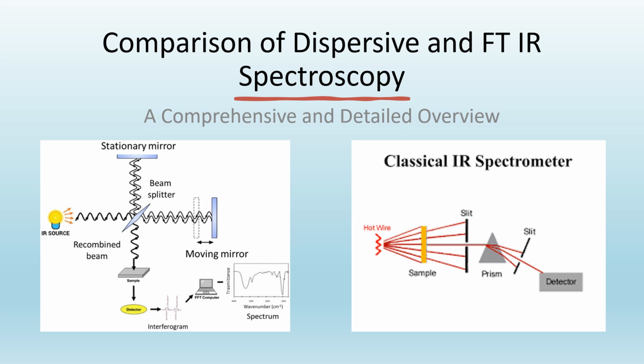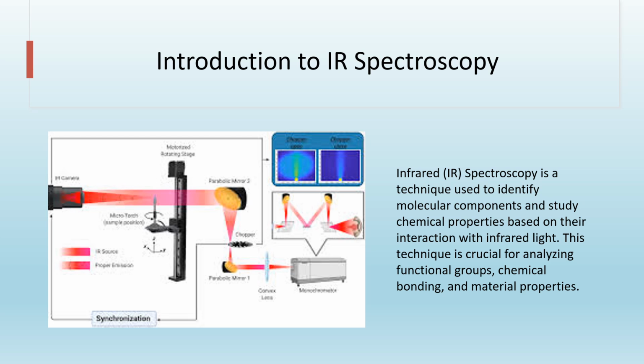Let's get started. Infrared, or IR, spectroscopy is a fascinating analytical technique. It allows us to identify molecular components and understand their chemical properties by observing how they interact with infrared light. This process reveals a lot about functional groups, chemical bonding, and even the material properties of a sample.